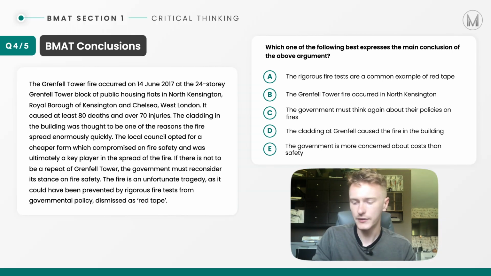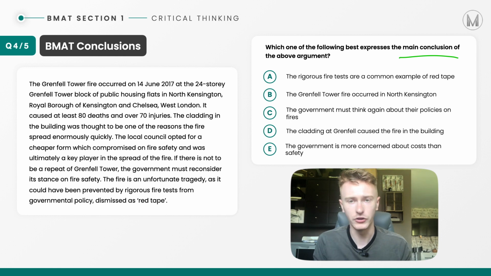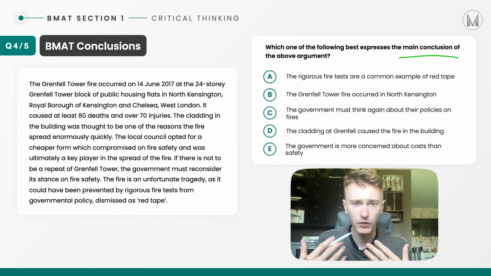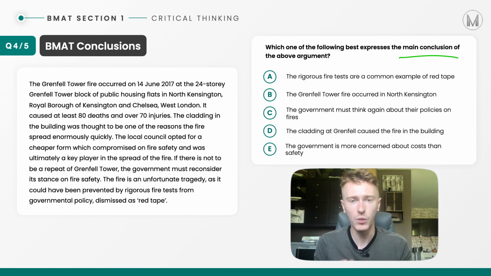So first things first, I'm going to highlight that this is the main conclusion that we're looking for. We can see on the left that we're talking about Grenfell Tower. And in particular, we can see the evidence suggesting that it happened on the 14th of June and a bit of information about what this particular tower was.